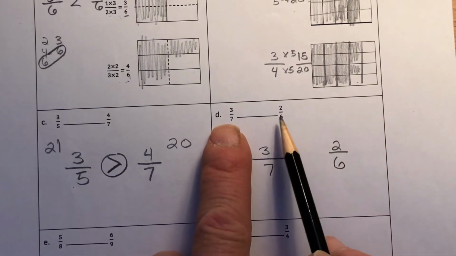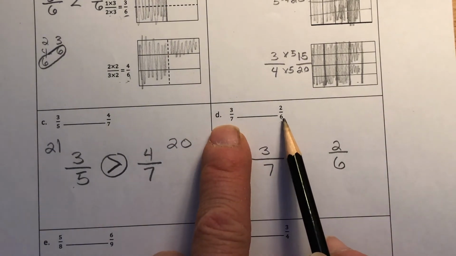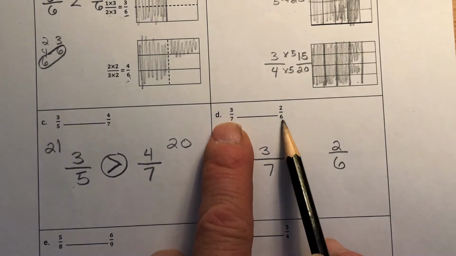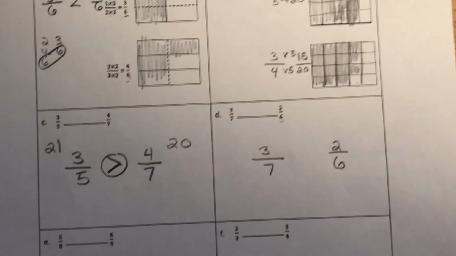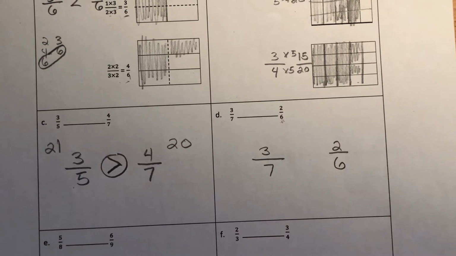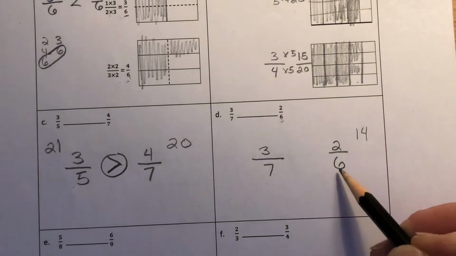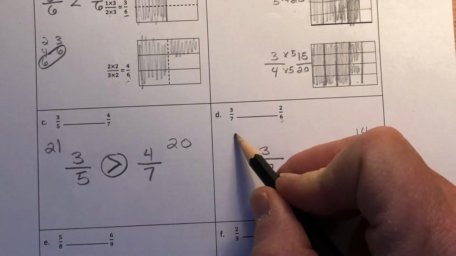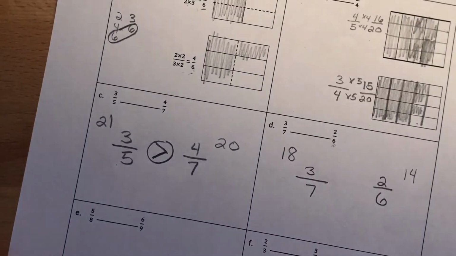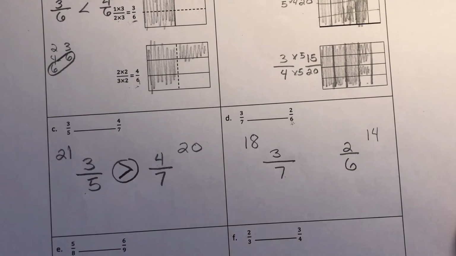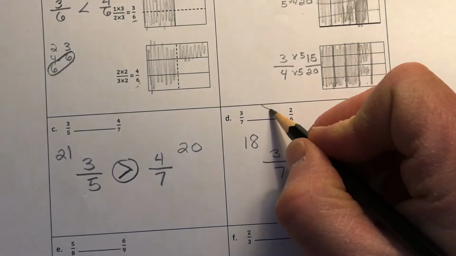Now I know both these fractions are less than half, but sixths are bigger than sevenths, right? But there's 3 of these. So this is a really tough one to figure out. Cross multiplication is going to help me with this. 7 times 2 is 14. 6 times 3 is 18. Right? So I know that 3 sevenths is bigger than 2 sixths. All right?